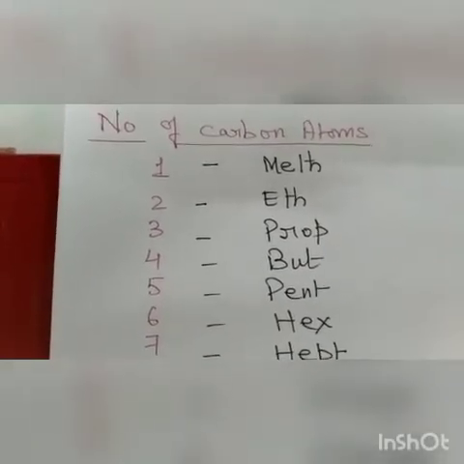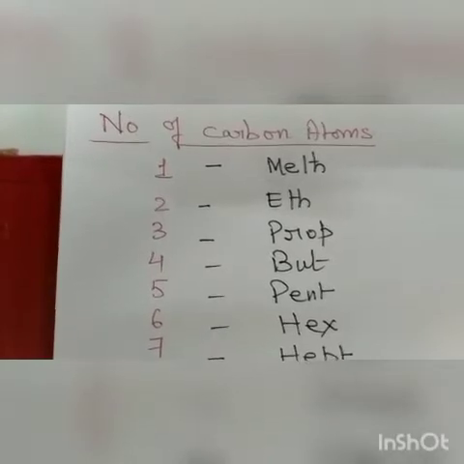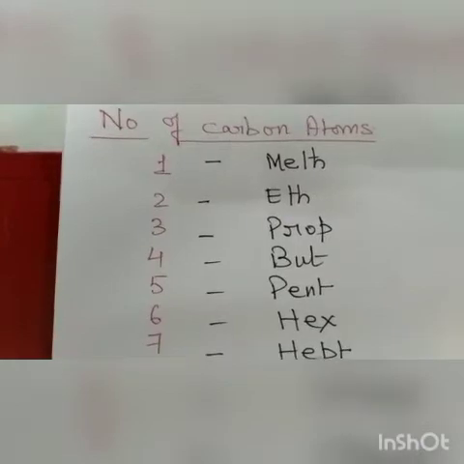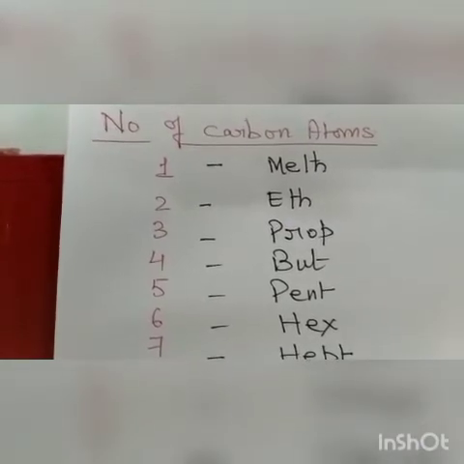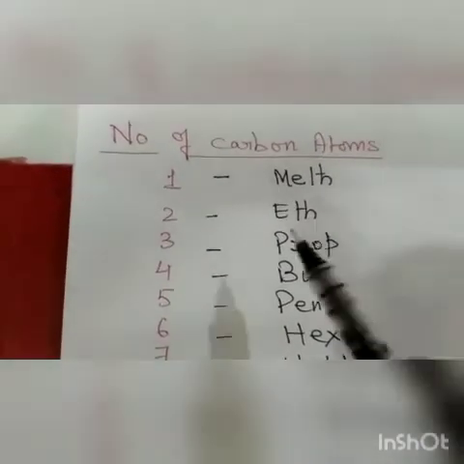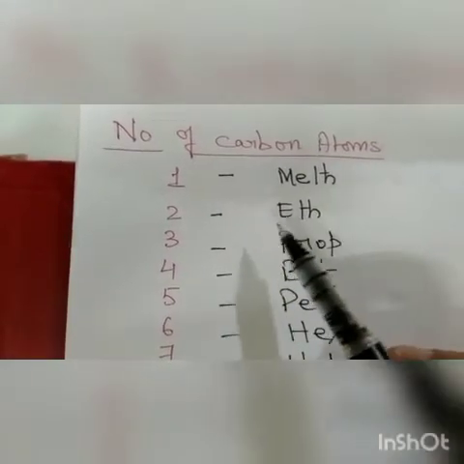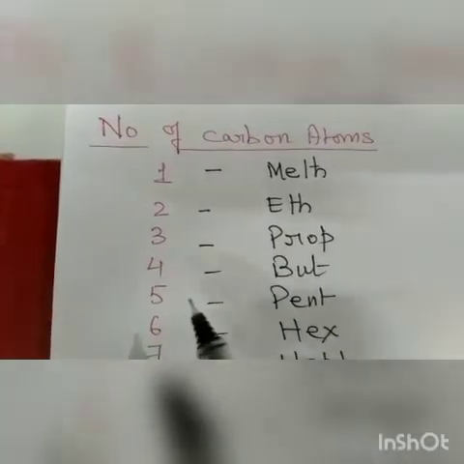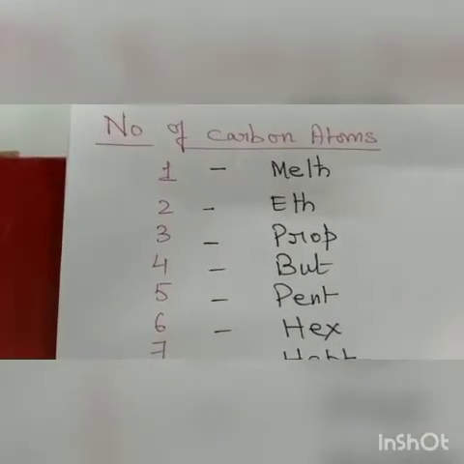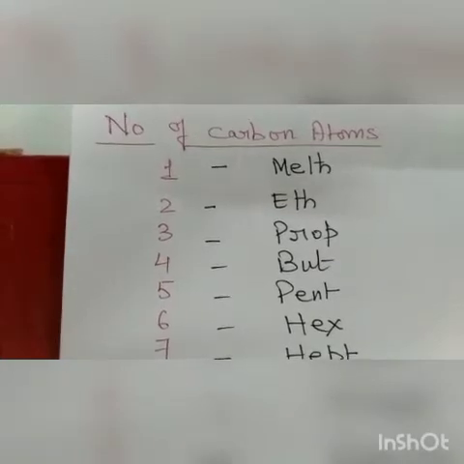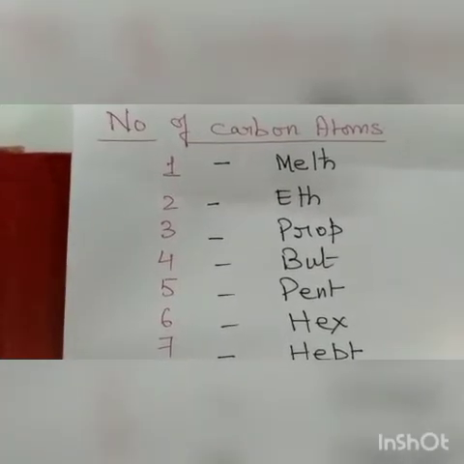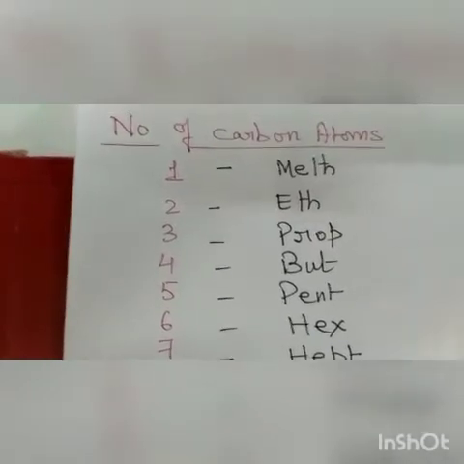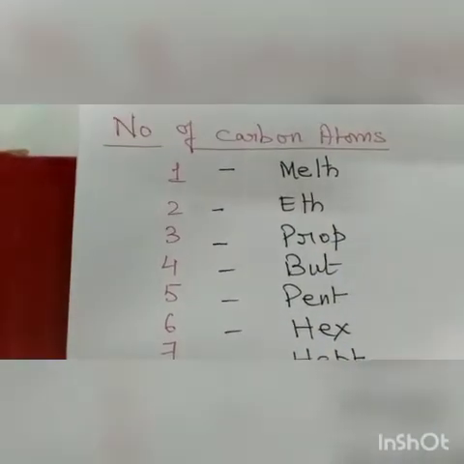Now, I have told you that there are different prefixes used depending upon the number of carbon atoms, whether it's an alkane, alkene or alkyne. If the carbon atom is 1, we use meth. If it is 2, we use eth. 3, we use prop. 4, we use but. 5, we use pent. 6, we use hex, and so on. Whether it is an alkene, alkane or alkyne, if the number of carbon atoms is 1, 2, 3, 4, 5, 6, these are the prefixes we use.